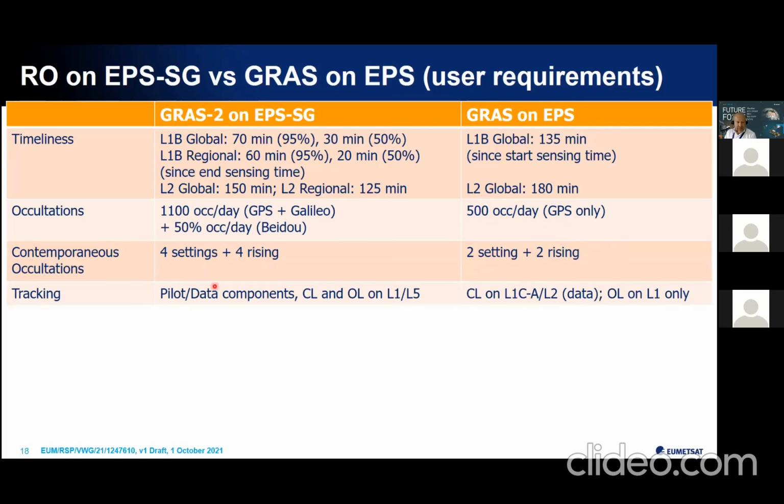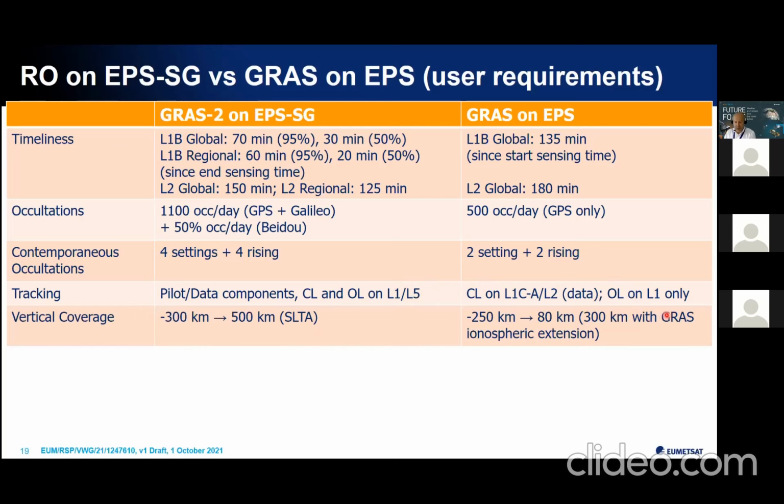The tracking capabilities allow the radio occultation instrument to track the pilot and data components in closed loop and open loop for the 2 frequencies, L1 and L5, which is a substantial difference with the GRASS instrument that was tracking GPS data on L1 and L2. Open loop in GRASS is performed only on the L1 frequency data.